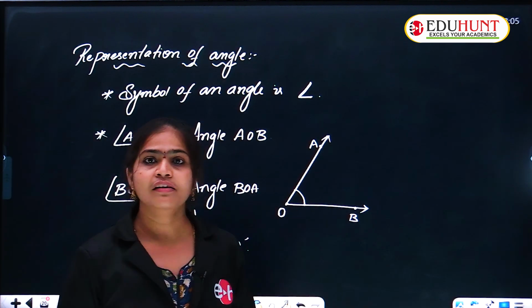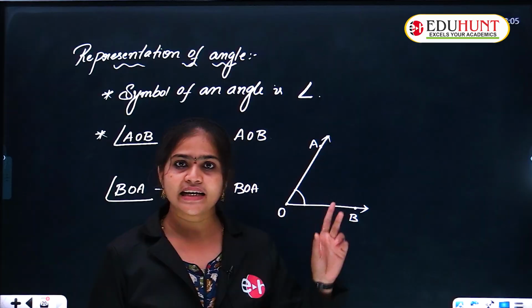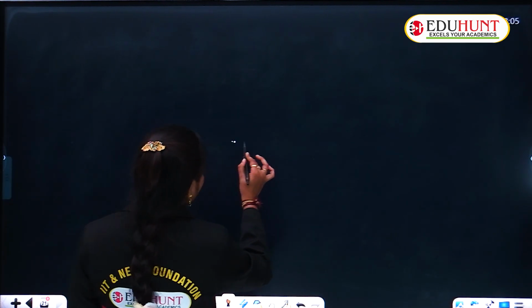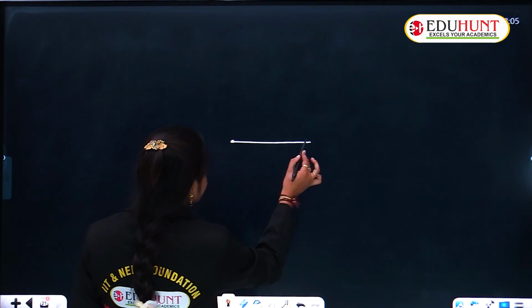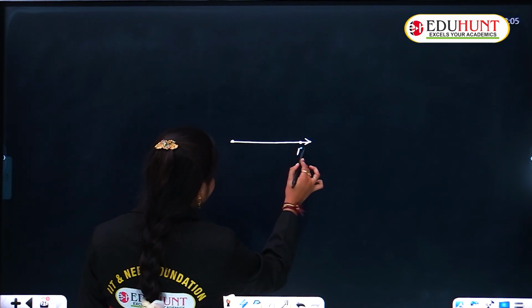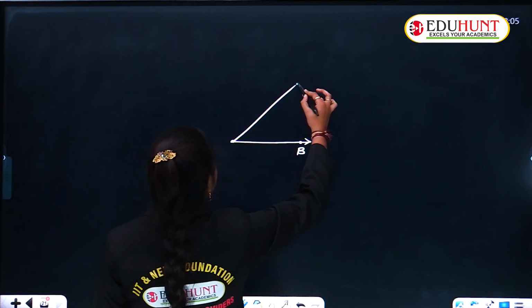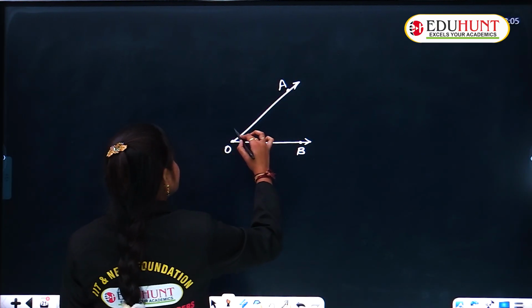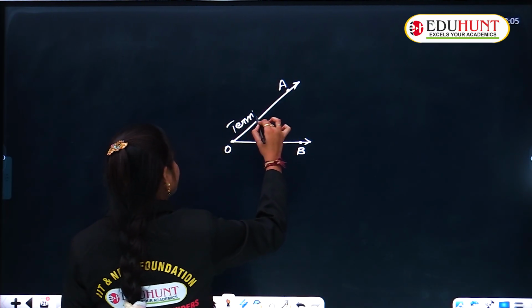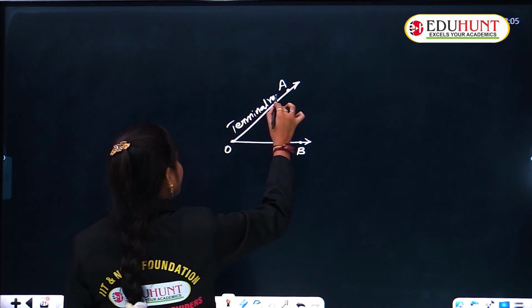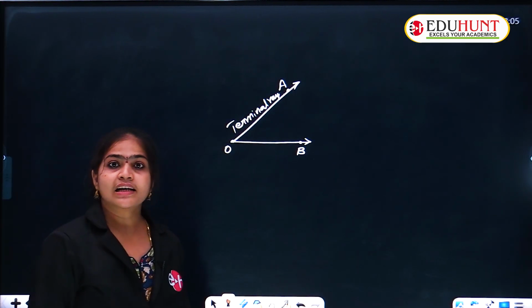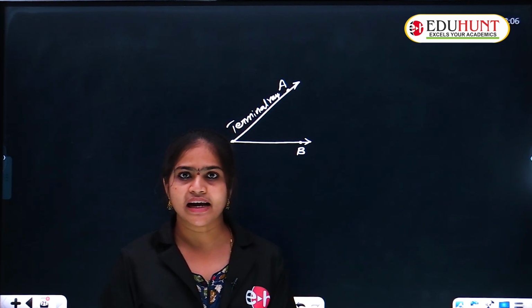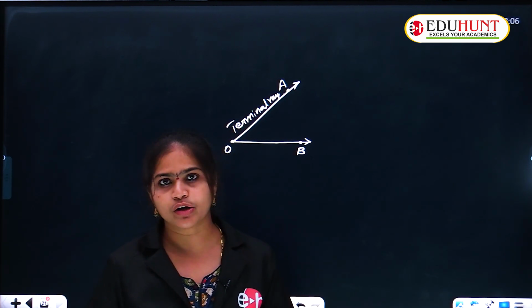Okay, now here we are taking two rays. Just observe that. Here this is one of the rays, that is OB for example. Okay, here this is another ray, that is OA. Understood, ma? See here, this is a terminal ray. Understood? Children, do you know clockwise direction, anti-clockwise direction? Yes or no? Yes, you have an idea about clockwise direction and anti-clockwise direction.